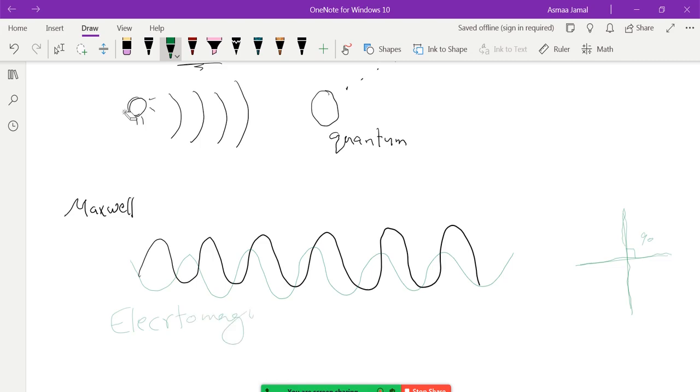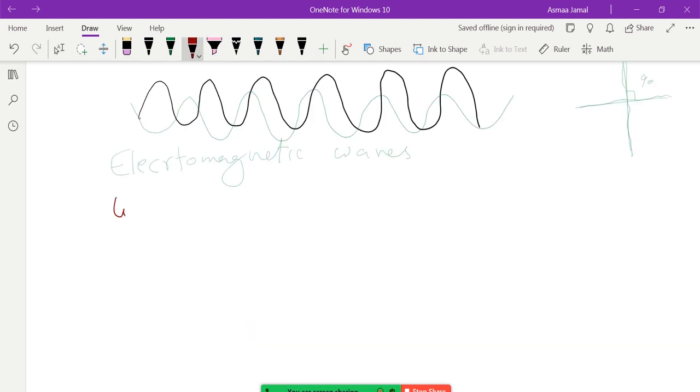Electromagnetic waves of the light. Light is considered as energy. And energy all the time means the ability to do work.